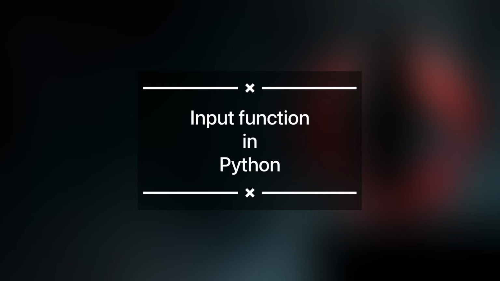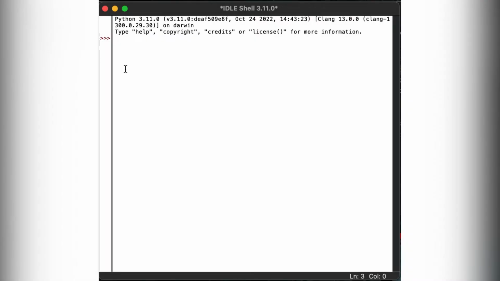Input function in Python. It is used to get input from a user. That input will be stored in a variable. Here, name is a variable. Instead of giving the value ourselves, we ask the user for the value by using the input function.